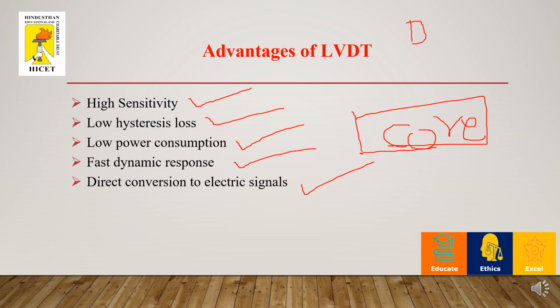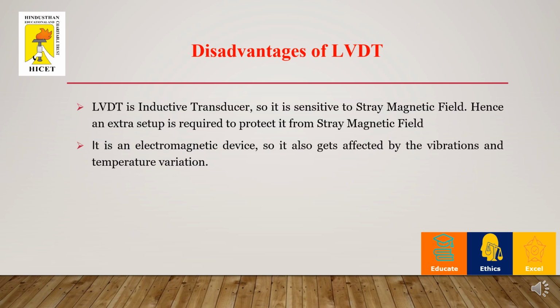Here, based on the displacement, whatever I provide, the output voltage is obtained across my secondary windings. So this is how I can say that LVDT is a kind of displacement sensor or position sensor. Based on the position of the core, the output voltage is obtained, or based upon the displacement, the output voltage is obtained. So what is the major disadvantage of this LVDT?